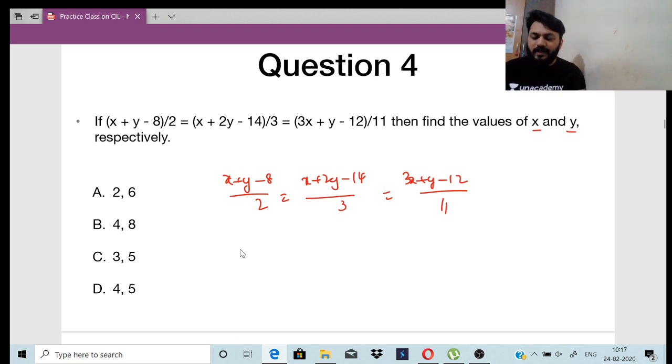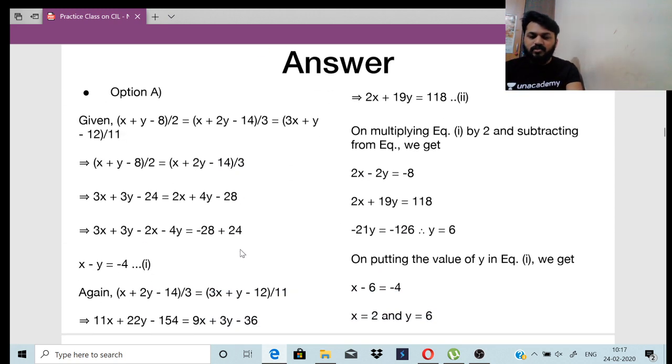Two and 6, right? So option A, yes, it is 2 and 6. So what are the given things here? (x + y - 8)/2 is equal to (x + 2y - 14)/3 is equal to (3x + y - 12)/11.